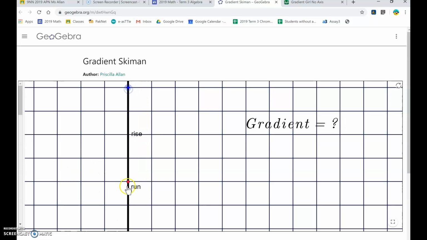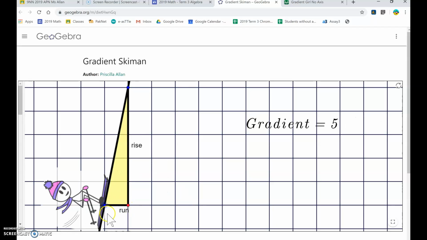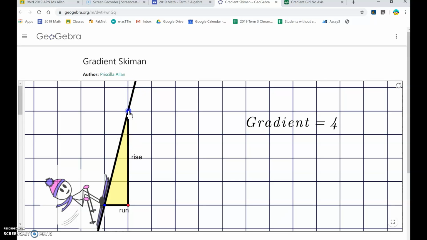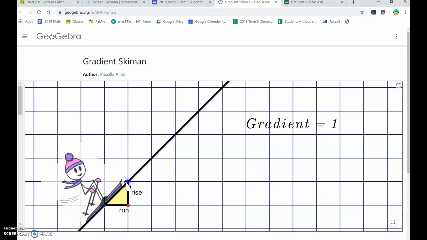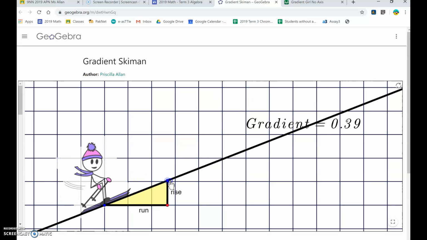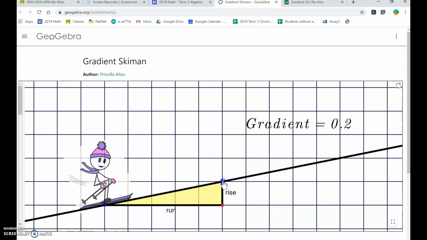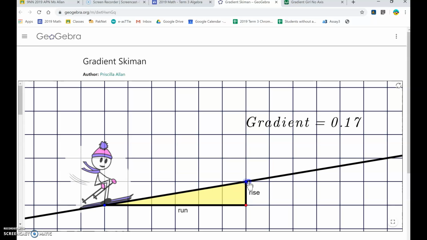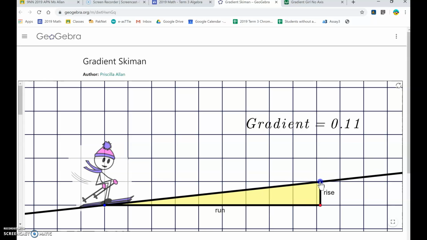To get a gradient of 5, I'm going to have to move that down and across. So there we have a gradient of 5, because it's 1 across and 1, 2, 3, 4, 5 up. So gradient of 5, 4, 3, 2, 1, across 1 up 1. Across 2 up 1's gradient of a half. Across 3 up 1's gradient of a third, a quarter, a fifth, a sixth, a seventh, an eighth, a ninth, a tenth.